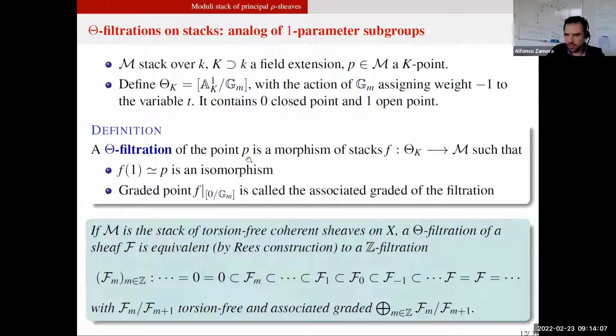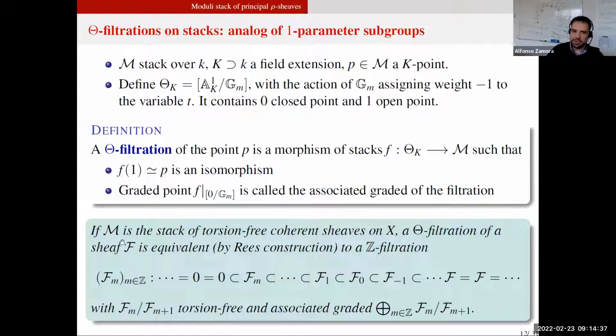Then a theta filtration of a point P is a morphism of stacks into M, where the image of 1 is isomorphic to the point P. And then we recover the different weights of this action on the stack M in the graded point. So the restriction of f to the point 0 is what is called the associated graded of the filtration.